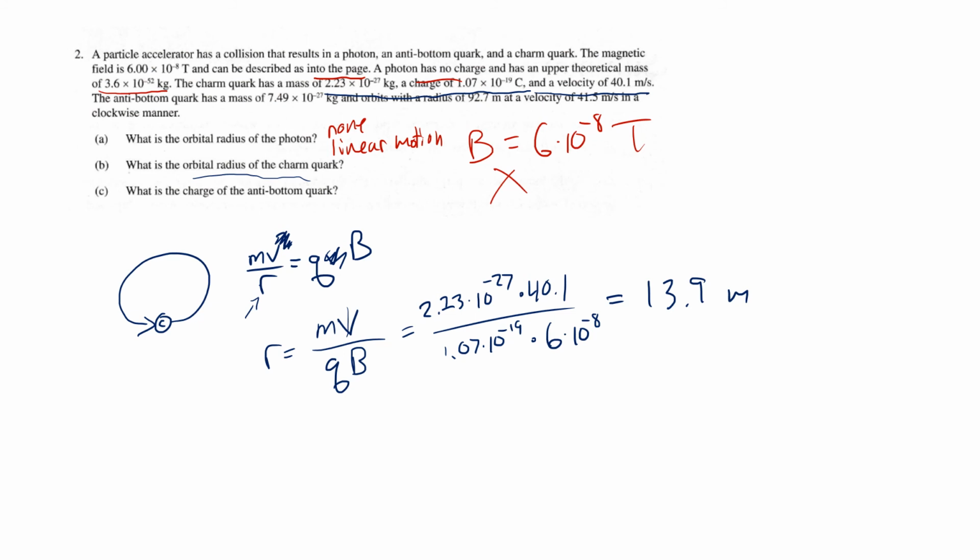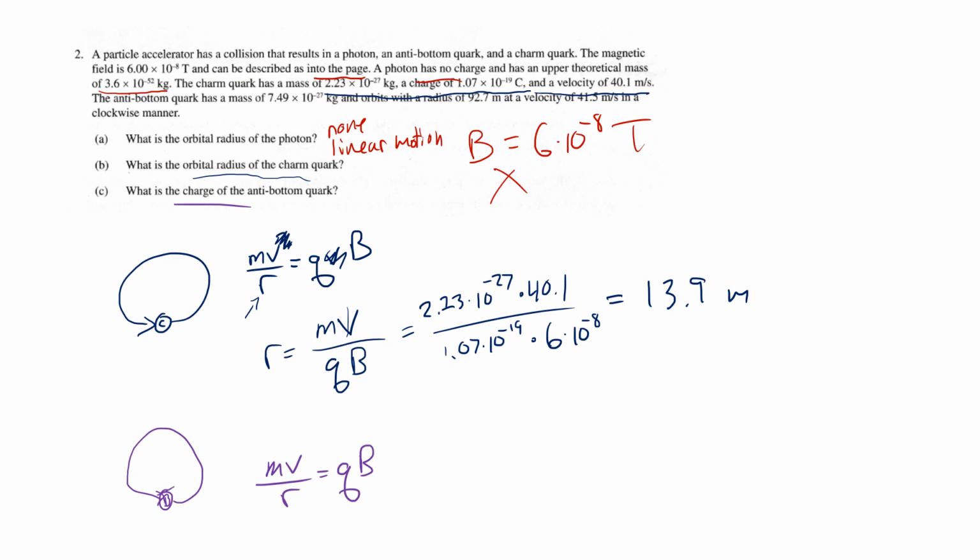All right, looking at C, what is the charge of the antibottom quark? Okay, so we don't know its charge. Let's just pretend it's going in the same way so we can visualize this, so we'll put B with a line on top of it. We're going to use the same kind of formula here. So we know we're going to have mv, I'm not going to write the squared because I know it cancels, equals qB.